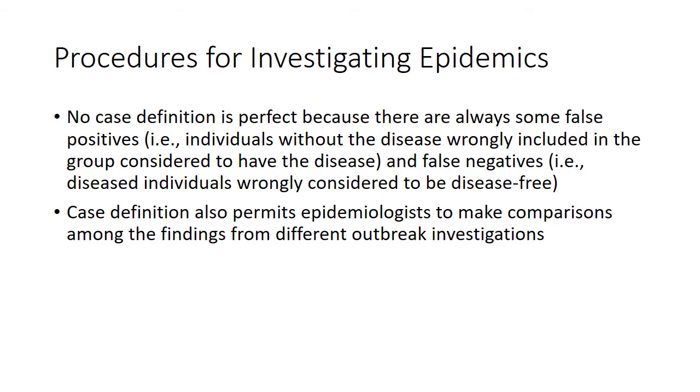So again, it just allows us to start to include people, and to come up with an idea of what the common characteristics are that link these people together. It also allows epidemiologists to make comparisons among findings from different outbreak investigations. So if they saw something very similar 6 months ago in a different county or a different state, they can compare and contrast and try to figure out, hey, what are the differences here? What are the similarities? Is there something we can glean from this other information to look for differences and trends?